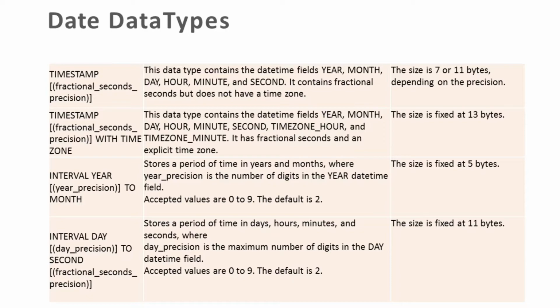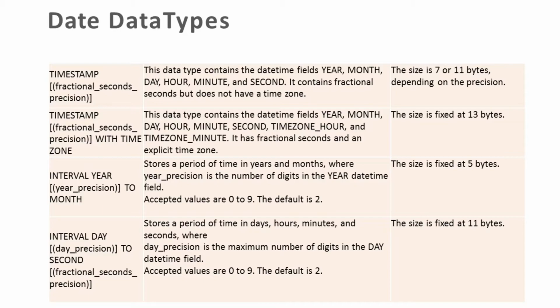Whether you take the timestamp, timestamp with time zone, interval year to month, or interval day to second, everything is a fixed size, 7 to 11, or apart from that, you could observe 13, 5 and 11 bytes. All those are fixed bytes.